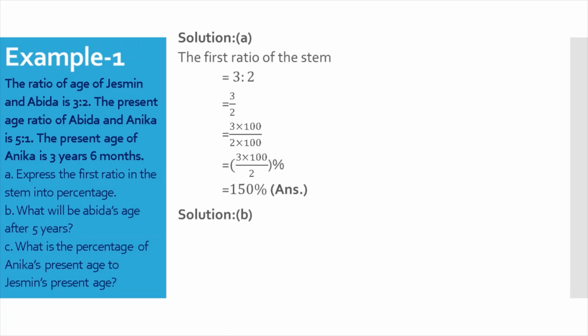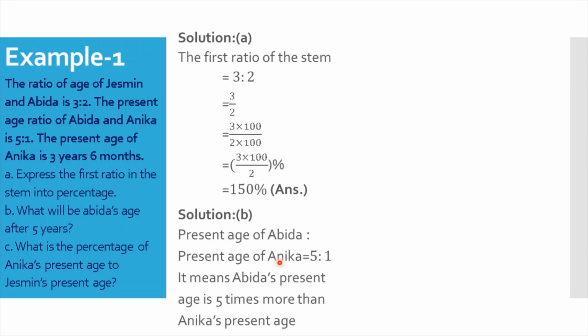Let us see the solution to number B, and the question is what will be Abida's age after 5 years? So at first we have to find Abida's present age, then we can get Abida's age after 5 years. So how to find it? Let us see the relation of Abida with whom. The present age of Abida is to the present age of Anika as 5:1. Here you can see the relation between Abida and Anika. It means Abida's present age is 5 times Anika's present age. From the ratio definition we can write it.